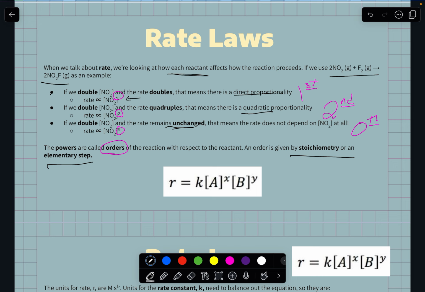We'll look at each of these here in a minute, but our rate law is going to look like this. It's going to be in this equation. So where R is the rate, K is our rate constant, which we'll talk about on the next slide. And then our A and B are our reactants. The X and the Y are going to be our orders. Okay, so that's what the rate law looks like. Depending on how many reactants you have, you might have A, you might have A and B, you might have A, B, and C, or so on and so forth.